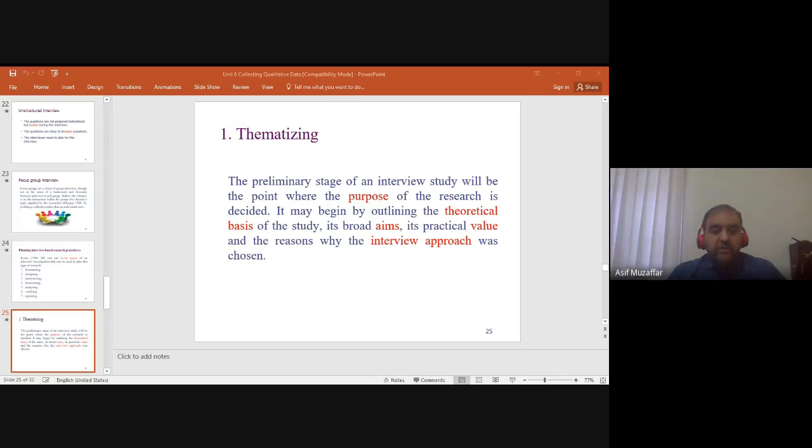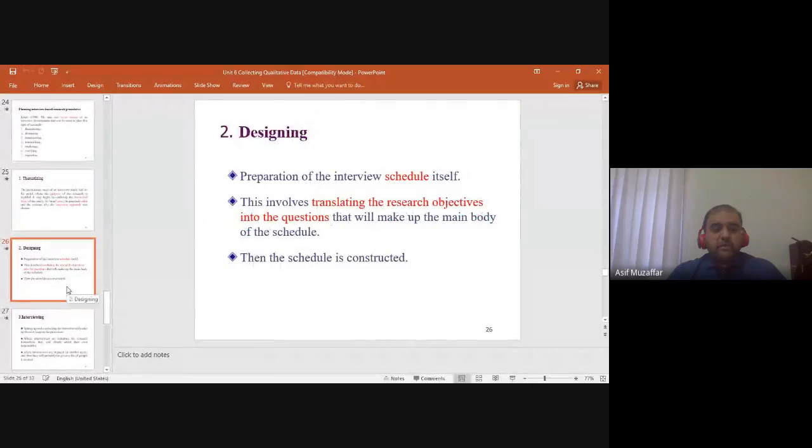Now, designing an interview is the second stage. Designing the interview means you will schedule the interviews. You will also make the questions, and you will define whether you will go for a structured interview, semi-structured interview, unstructured interview, or focus group. The common ones are structured interviews, semi-structured interviews, and focus groups.